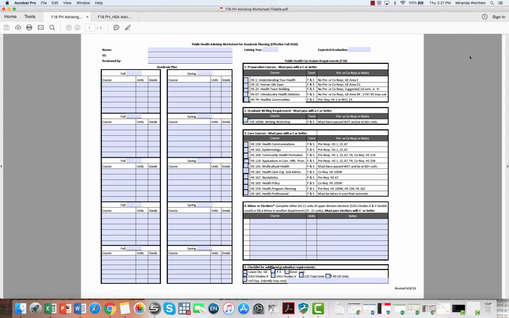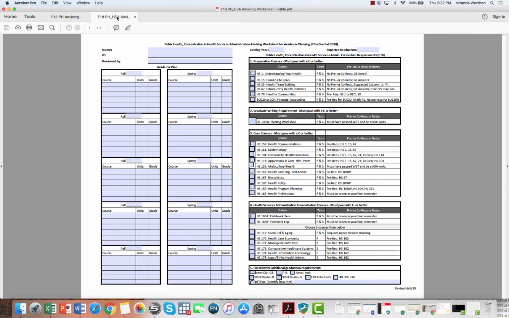Hi, I wanted to talk with you today about how to use our advising worksheets. There are two different advising worksheets that you can find on our web page. The first is a public health planning worksheet, and the second is a public health planning worksheet for students with a concentration in health services administration.